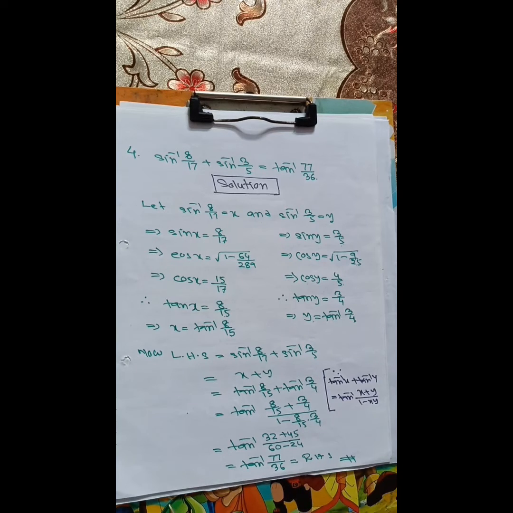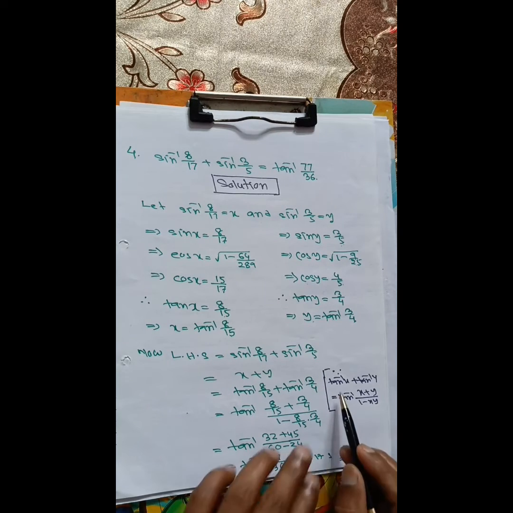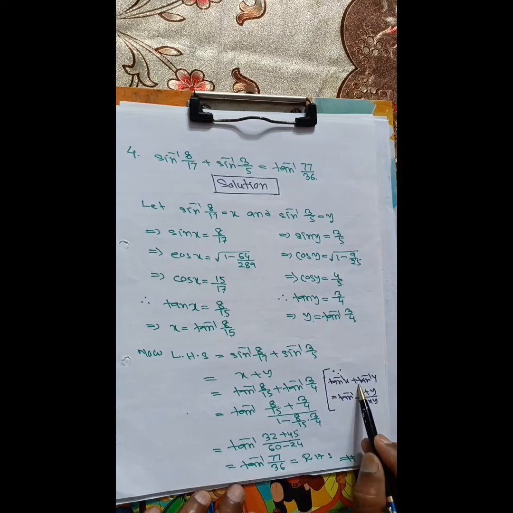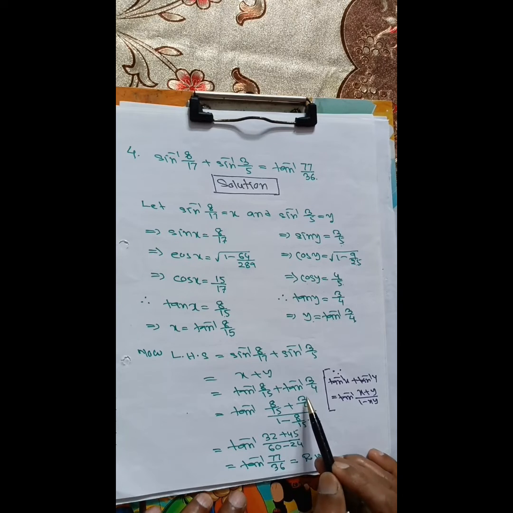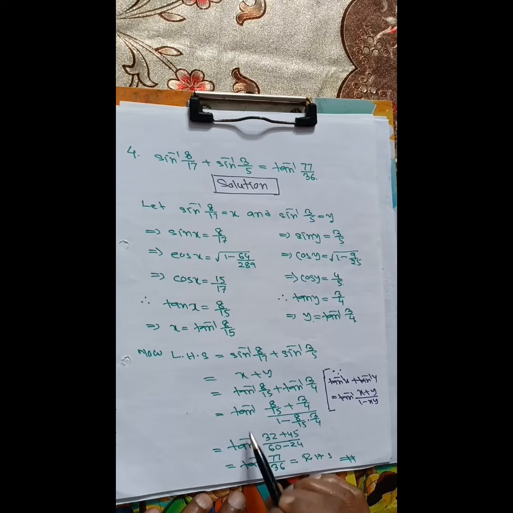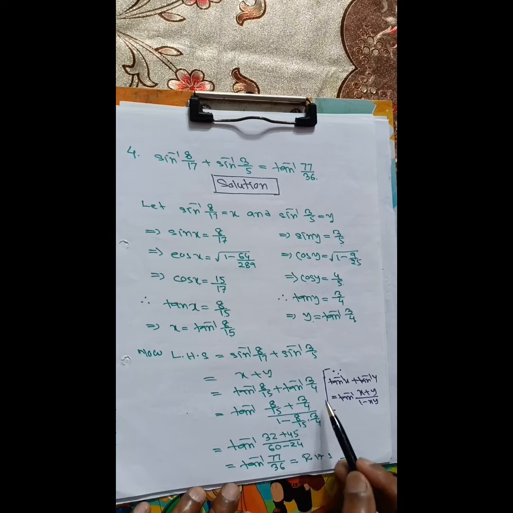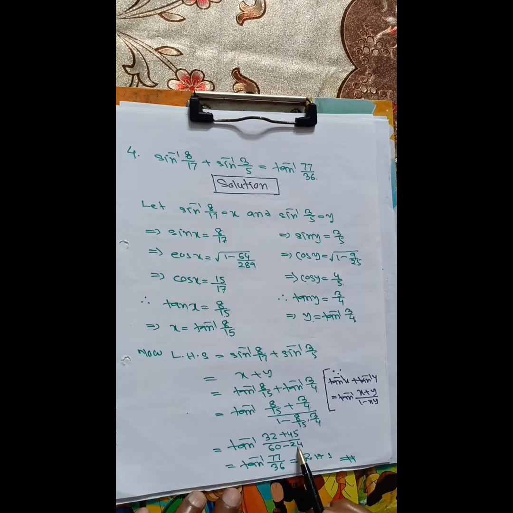Now we have to apply this formula. Tan inverse x plus tan inverse y is equal to tan inverse of x plus y by 1 minus xy. Then we get tan inverse of 8 by 15 plus 3 by 4, divided by 1 minus 8 by 15 into 3 by 4. Then after taking LCM and simple calculation, we get 32 plus 45 divided by 60 minus 24. Then we get tan inverse 77 by 36. That is the right hand side.